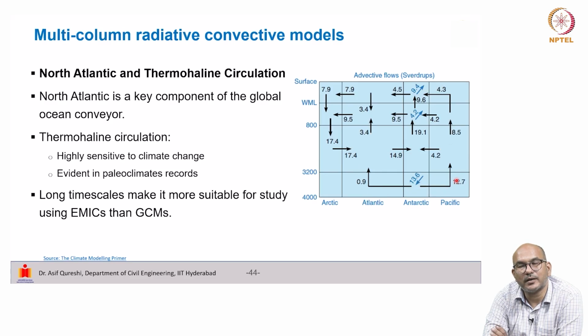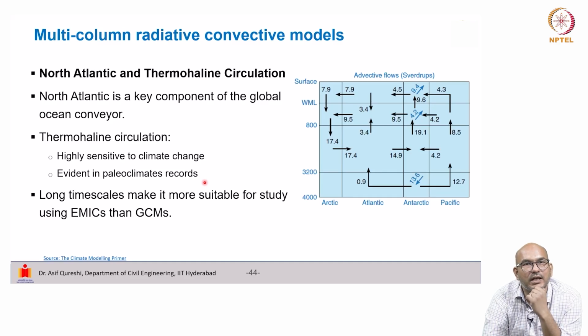And then we have water going up in the Pacific, and this eventually goes to the Atlantic, goes to the Arctic, and goes back to the Atlantic. In general, the North Atlantic is a very important component of the ocean conveyor belt. This thermohaline circulation is highly sensitive to climate change, and this has also been evident in the early climate, paleoclimatic records as well.